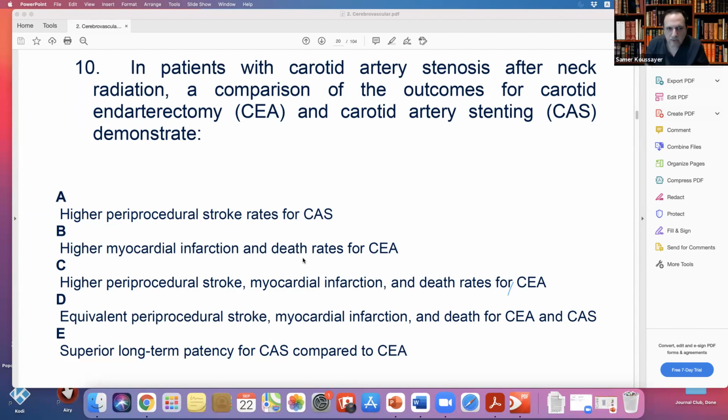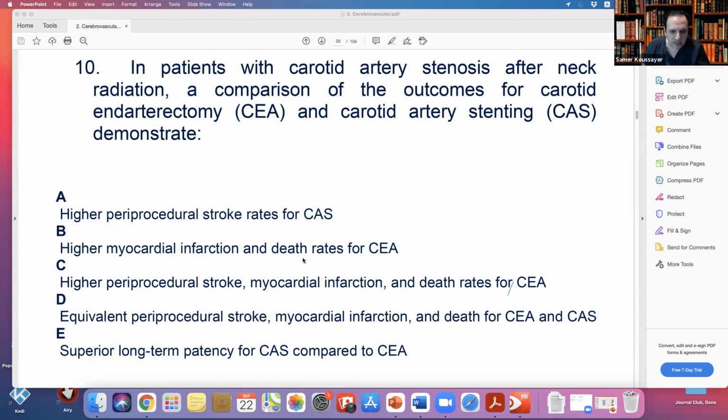Well, let's stop. Hypertrophic for stroke rate for stent. I mean, really, the stroke rate will not change if you have radiation or not. In general, I think the incidence of stroke after carotid stenosis from radiation is lower than in a normal patient with carotid stenosis. You know why?